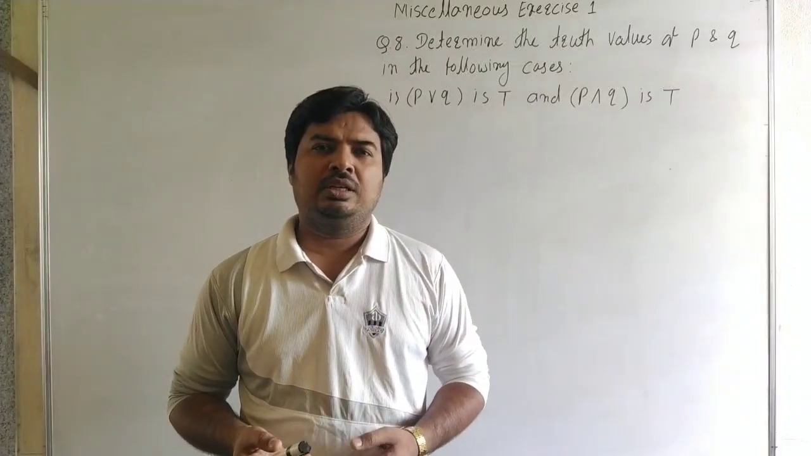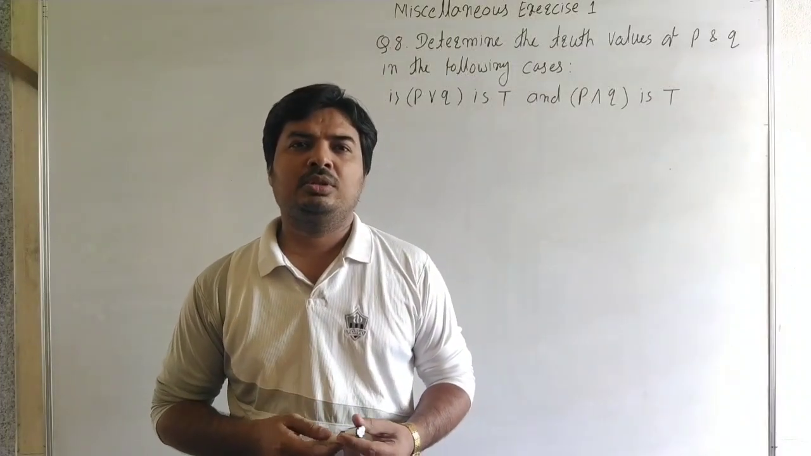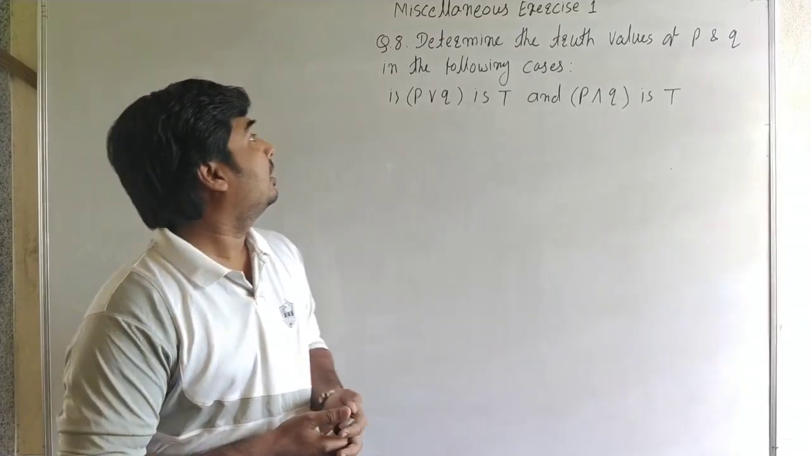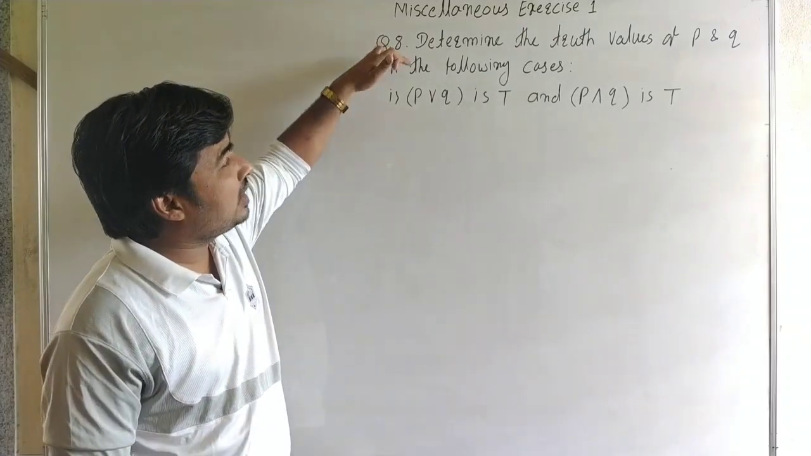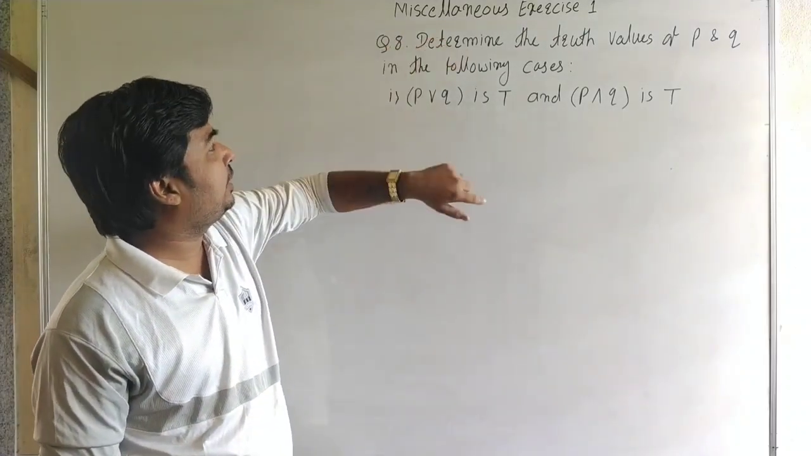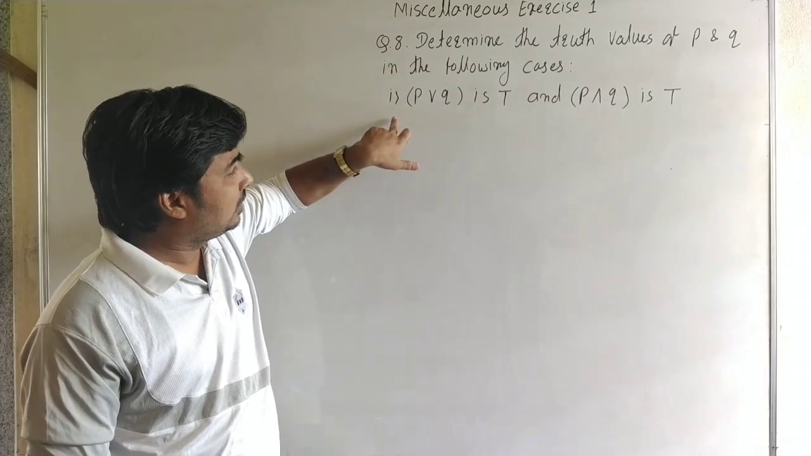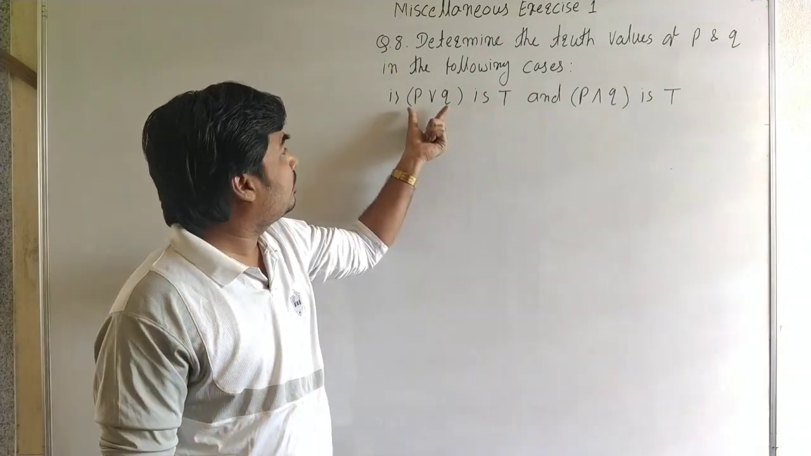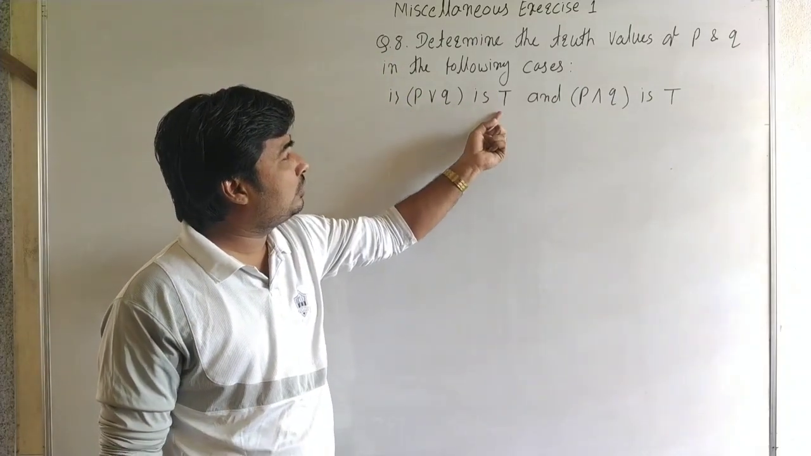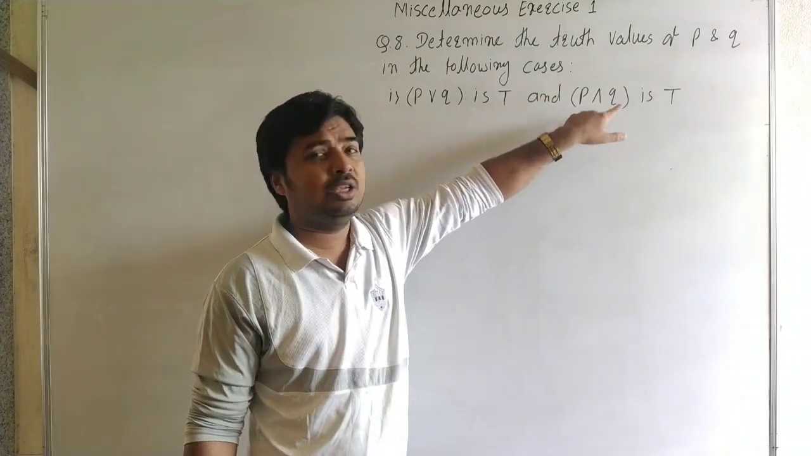We are going to continue the examples in the miscellaneous exercise of mathematical logic. Here, example number 8. Determine the truth values of P and Q when the given two conditions hold. Here, first, P or Q is true and P and Q is true.